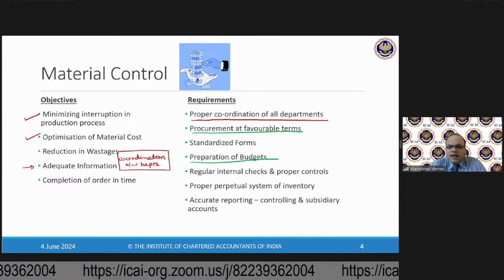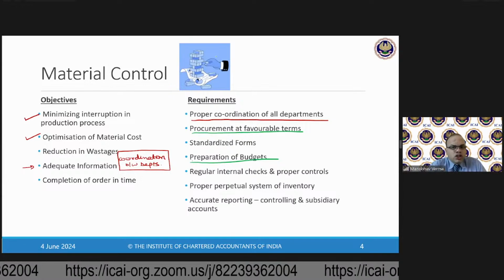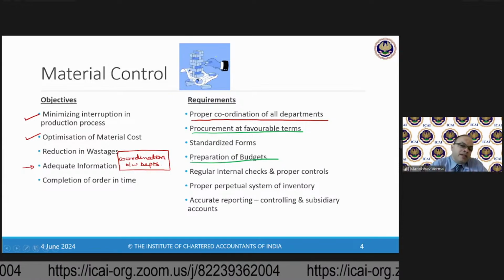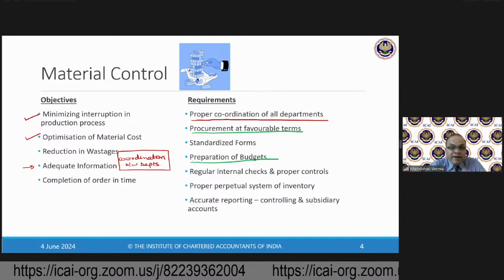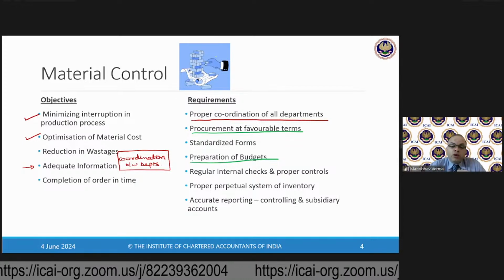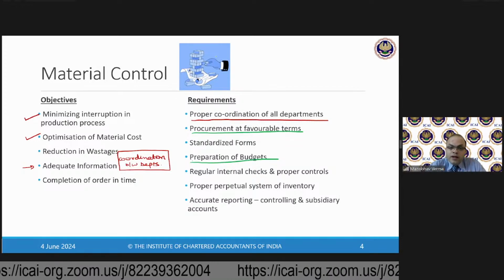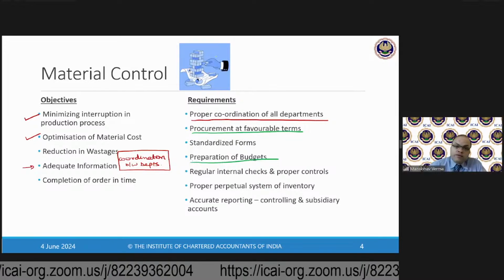Regular checks and proper controls at every stage. And there are certain mechanisms. For example, we talk about various mechanisms to calculate inventory levels depending on the policy of the organization. We will discuss that as well. Proper perpetual system of the inventory.